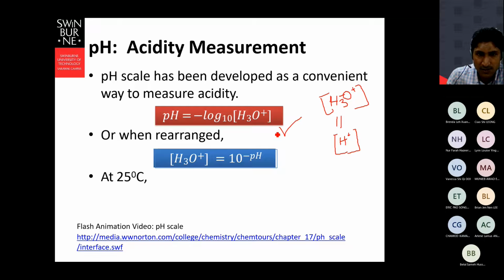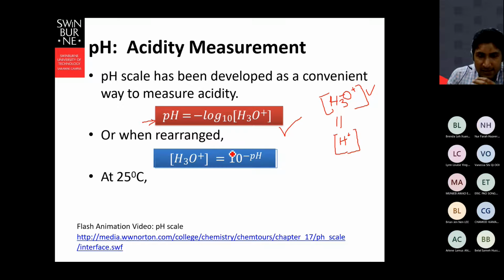We just call it proton or hydrogen ion, right? So this is interchangeable. Hydronium is the more perfect way of calling it. Hydrogen ion is a less perfect way, but to save time and make it more convenient, we just call it hydrogen ion. If we know the concentration of hydronium ion or hydrogen ion, we can find the pH of the solution. Alternatively, if we know the pH of the solution, we can find the hydrogen ion concentration in that solution.